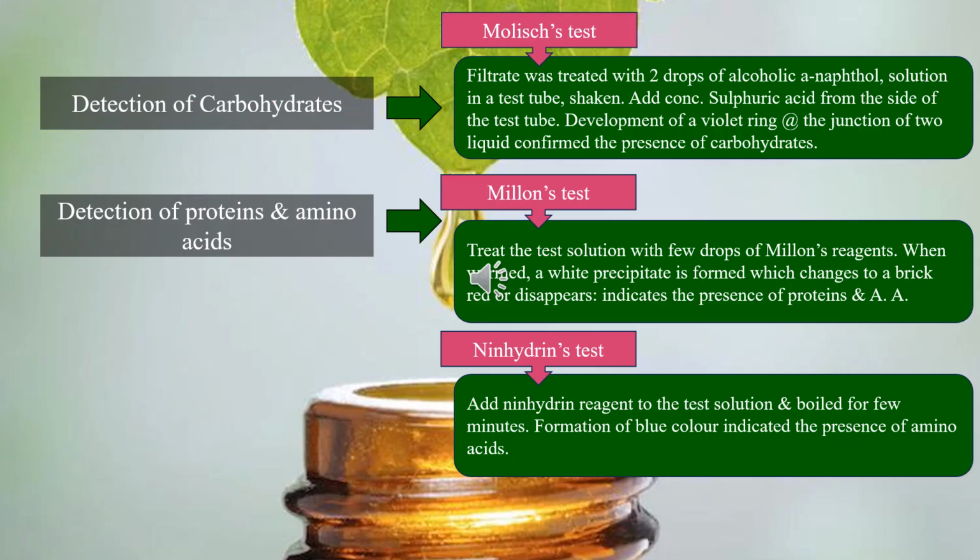For the detection of carbohydrates, first dissolve 2 gram extract in 5 ml distilled water and filter it. The filtrates were used to test for the presence of carbohydrates. In Molisch's test, the filtrate was treated with 2 drops of alcoholic alpha naphthol solution in a test tube. Then add concentrated sulfuric acid from the side of the test tube. The development of a violet ring at the junction of two liquids confirms the presence of carbohydrates.